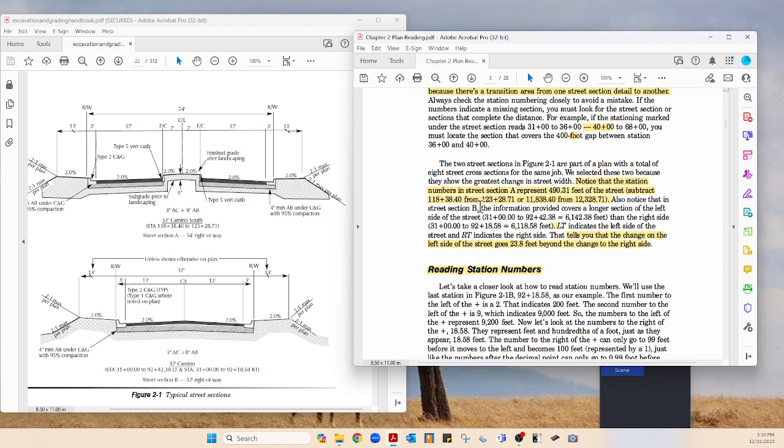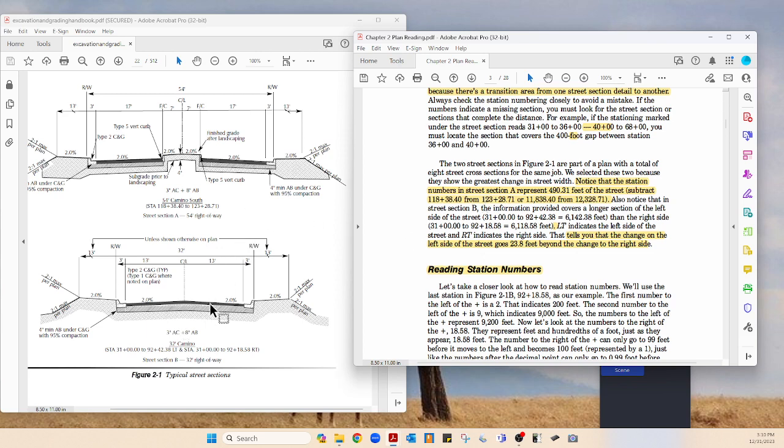Also notice that in street section B over here, the information provided covers a longer section on the left. This side is longer. If you subtract this station from this station, you'll find that it's longer than subtracting this station from this station. So this is talking about, notice that the station numbers in street section A represent 490 and 3,100 feet of street. Subtract that from that, and that's where you get it.